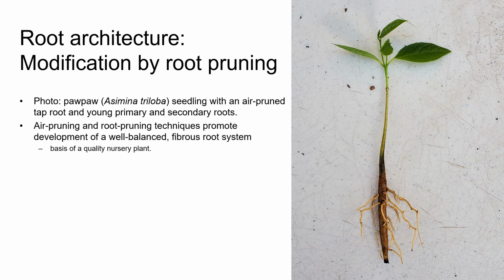The photo here shows a young pawpaw seedling, which is a tree that produces edible fruit. You can see the main taproot here, which was air pruned when it reached the large drainage hole in the bottom of the plug tray it was growing in. Roots can't grow into air, so the tip of the taproot died, and this encouraged the growth of the lateral, primary, and secondary roots that you can see in the photo. The result of this down the road will be a tree with a well-branched, well-developed fibrous root system.